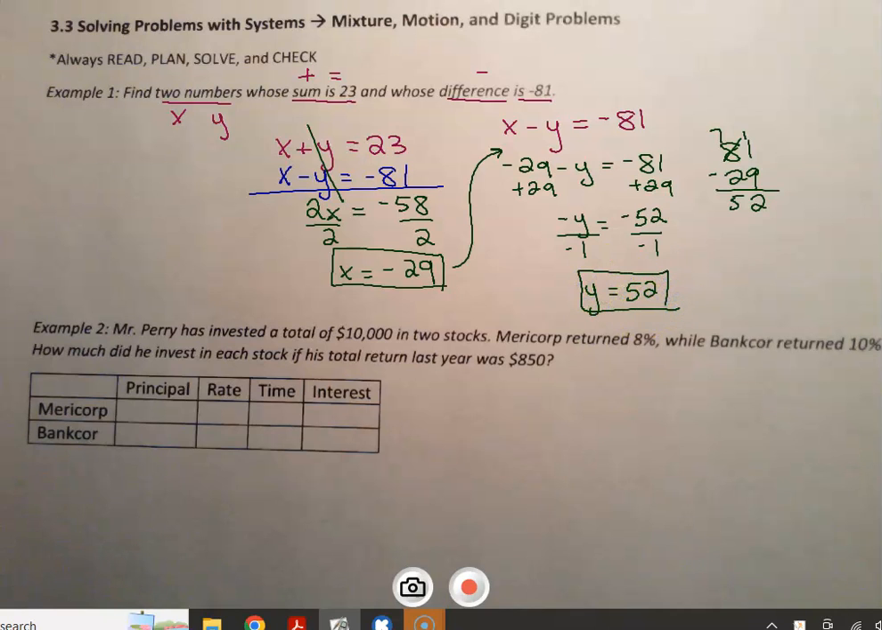So my solution is always an ordered pair. In this case, the two numbers are negative 29 and 52. If I was writing it as a solution to a system, it would have to be negative 29, comma, 52, because the solution is always written as an ordered pair. Okay, perfect. Now, let's look at example 2. Let me move some work up here. So we'll let you get that copy down if you need to pause, and I'll clear it off then.